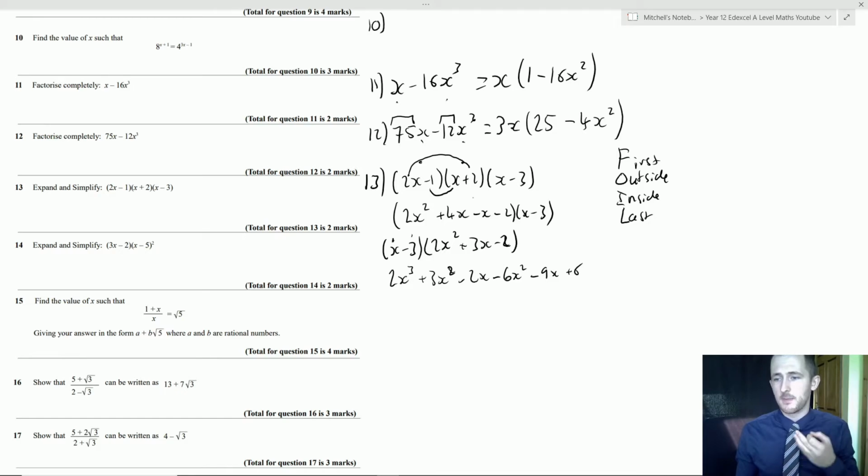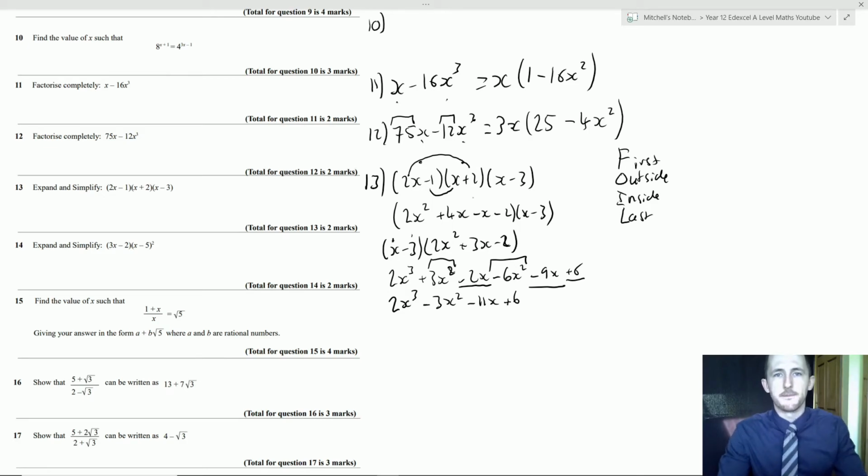Last step is you simply gather like terms. There should only be one that's to the power of 3, so 2x cubed. The squared terms, we have 3x squared minus 6x squared. So 3 minus 6 is minus 3x squared. Then we have the x's, we should have 2x terms, minus 2x minus 9x, which is minus 11x. And lastly, we have the 6, which again, there should only be one value on there. Okay, so that's how we get to the expand and simplify from that.